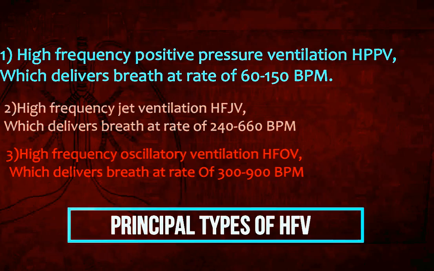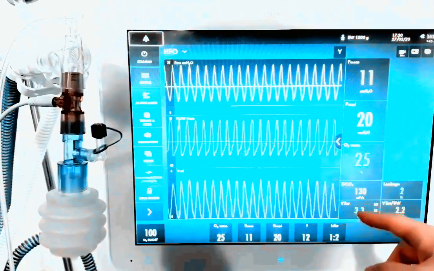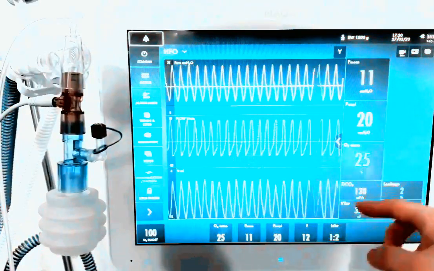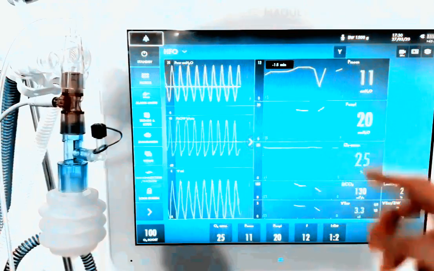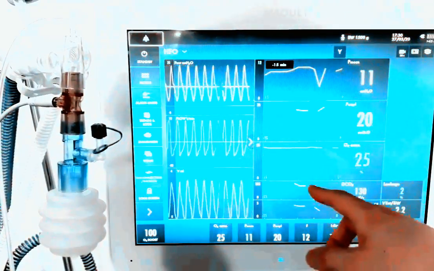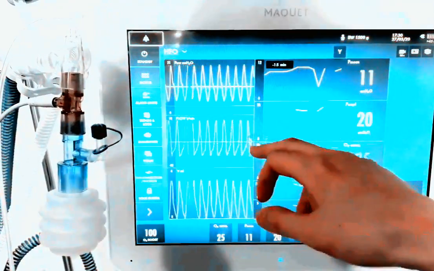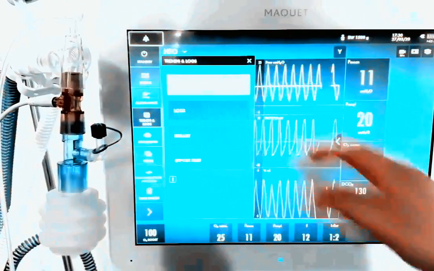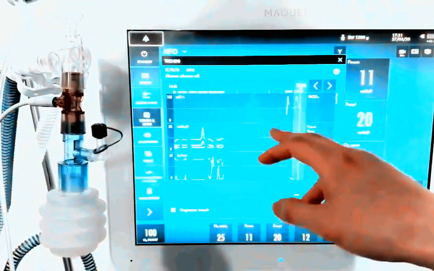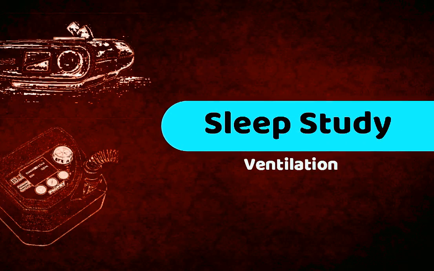The advantage of high-frequency oscillatory ventilation, as compared to either conventional positive pressure or jet ventilation, is its ability to promote gas exchange while using tidal volumes that are less than dead space. The ability of HFOV to maintain oxygenation and ventilation while using minimal tidal volumes allows us to minimize barotrauma and thus reduce the morbidity associated with ventilator management of RDS. At last, let's wrap up with sleep study ventilation.